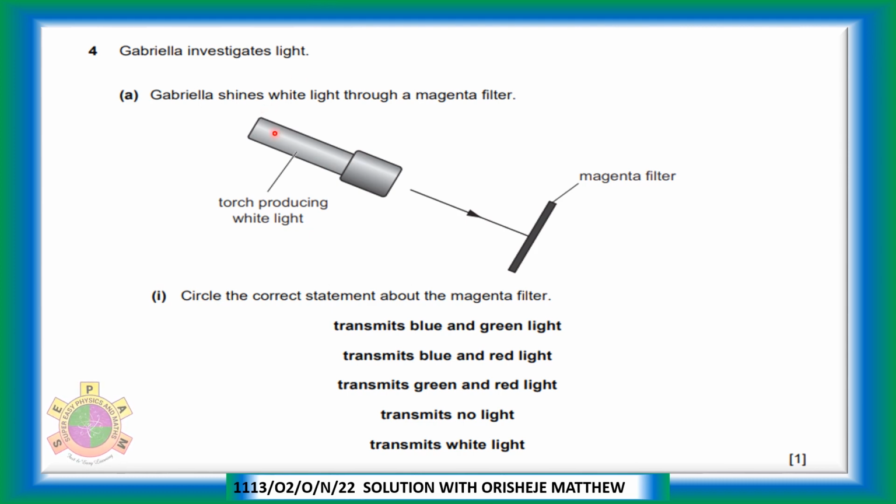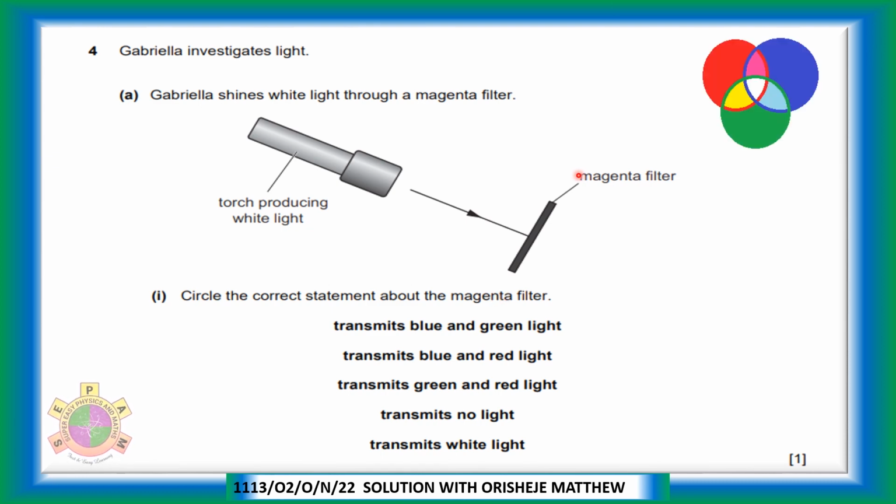So question 4 had to do with light. Gabriela investigates light. She shines white light through a magenta filter. Circle the correct statement about the magenta filter. Now, before we go into the circling, let me just tell you about the principle of filters.